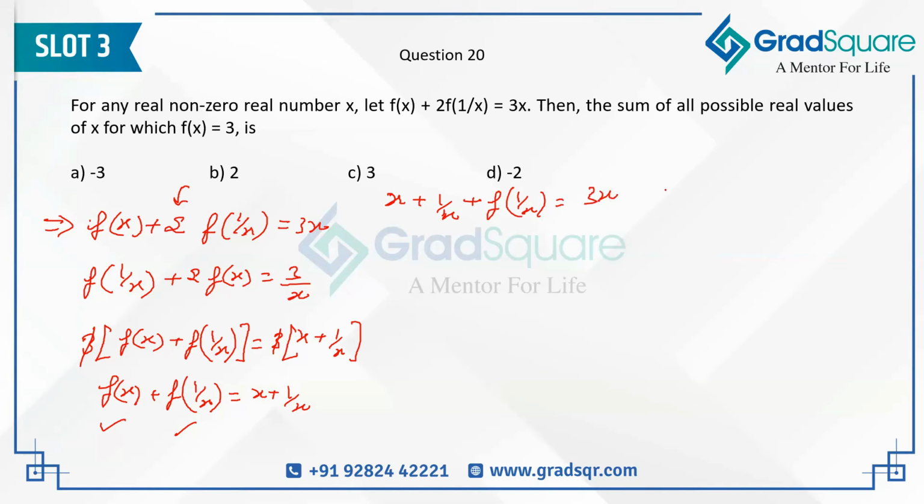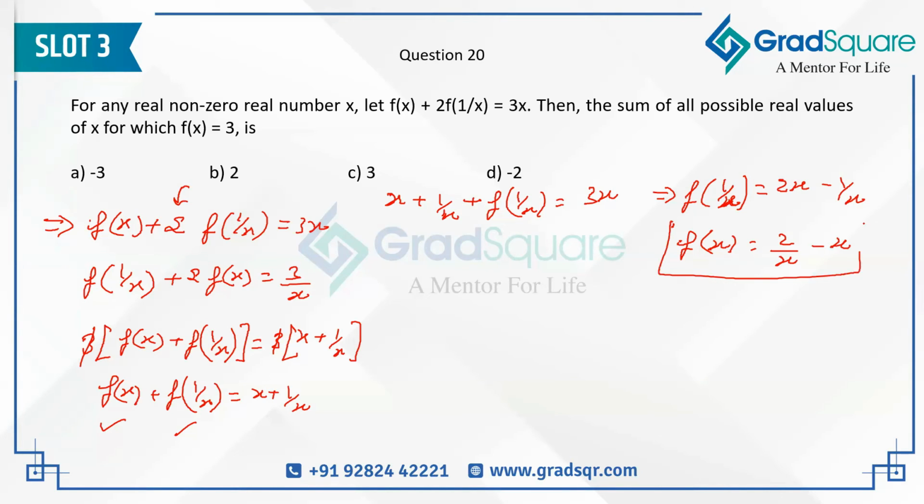This implies f of 1 by x will turn out to be 3x minus x, which is 2x minus 1 by x. This will be f of 1 by x. Now, if I've got f of 1 by x, replace this 1 by x with x, what will you get? f of x will turn out to be 2 by x. In place of x, we are putting 1 by x. So over here, what will you get? You will get x. So f of x is turning out to be 2 by x minus x.